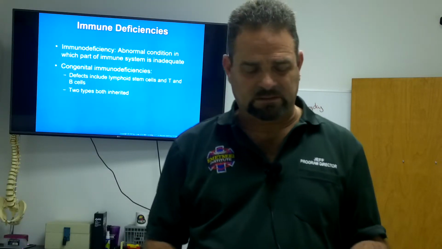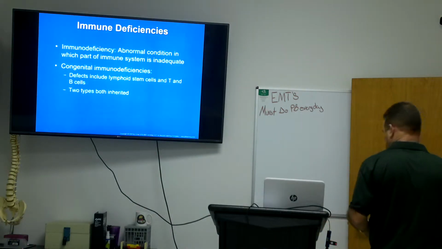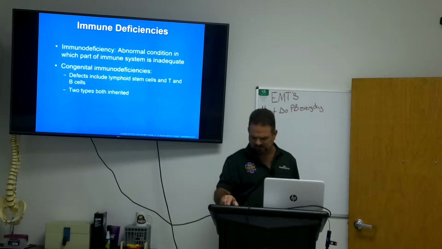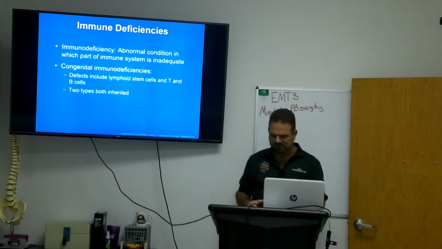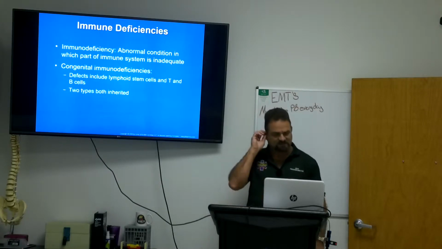All right, welcome back. This is Chapter 9, Lecture 3. We're going to finish this up. It's going to be focus slides number 93 through 126. We're going to discuss immune deficiencies and also disease processes and how they manifest themselves.